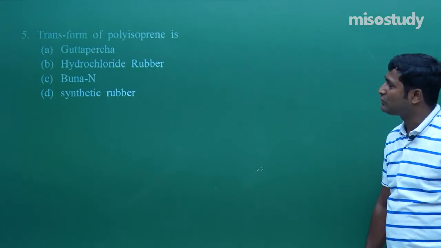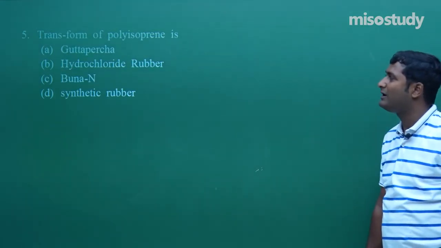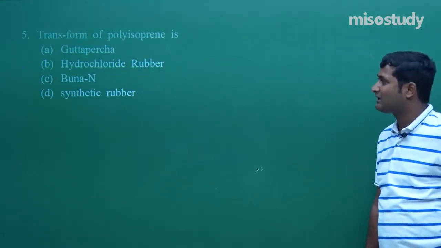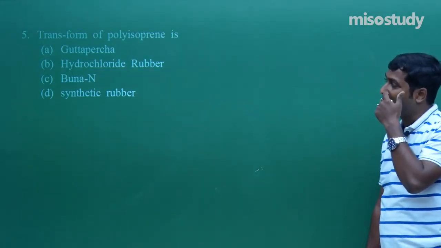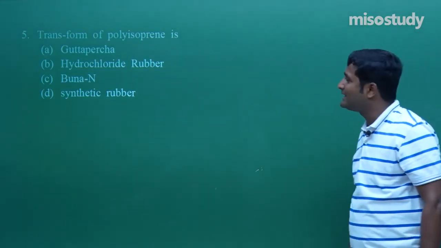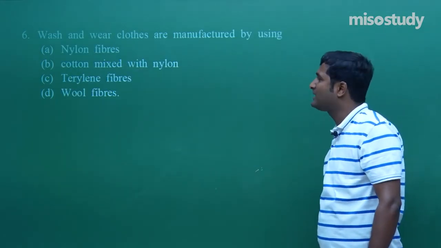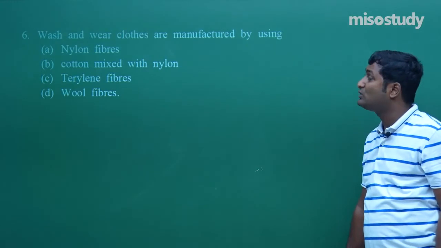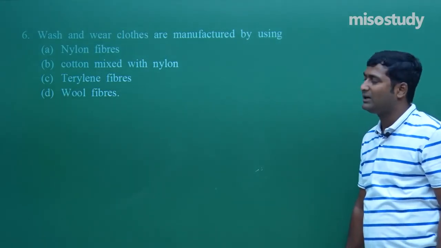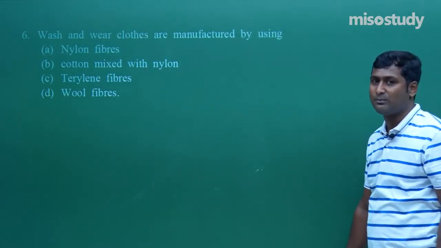Now let's move to question number 5. Trans form of polyisoprene. Yes sir, the trans form of polyisoprene is gutta-percha. That is A. For question number 5, A is the correct option. Now for question number 6, wash and wear clothes are manufactured by using terylene fiber. That is C is the correct option.